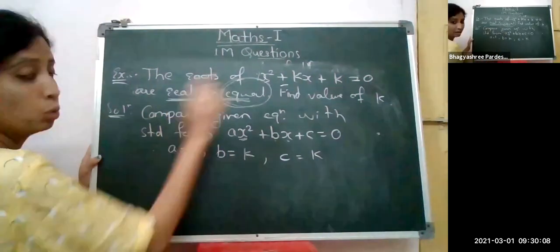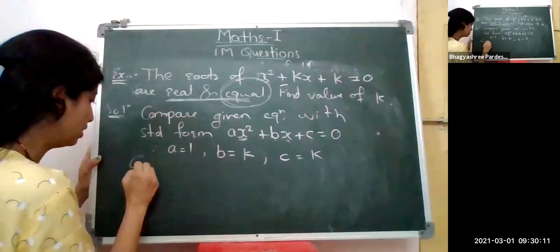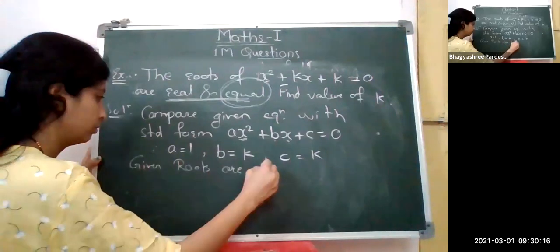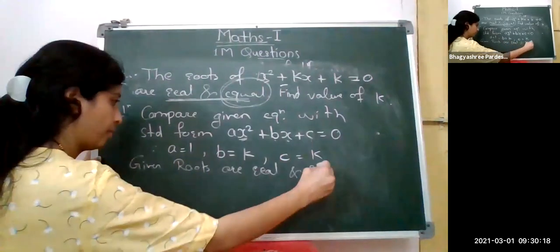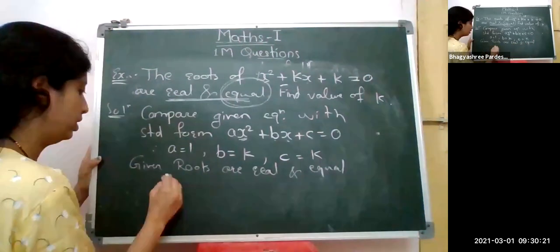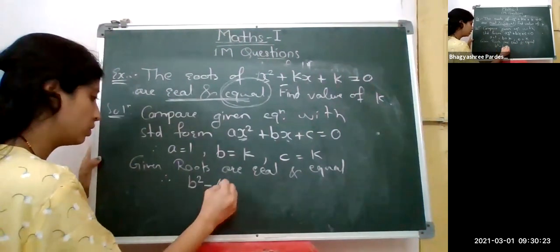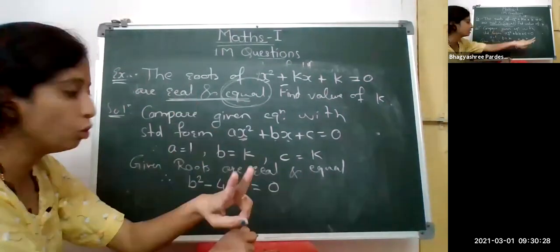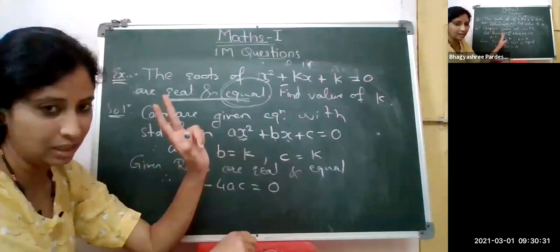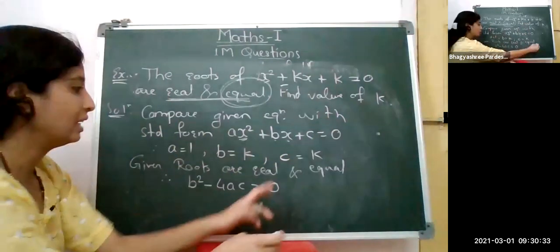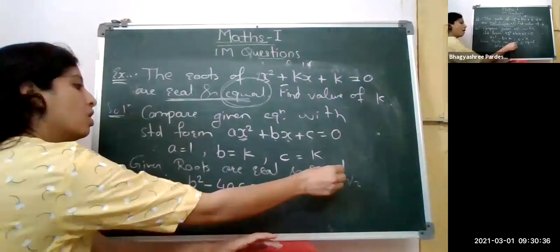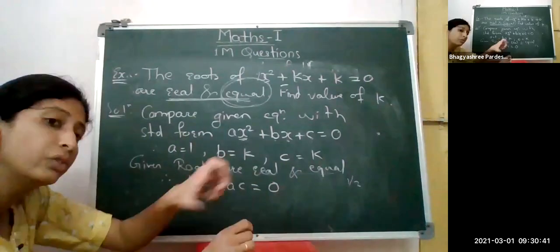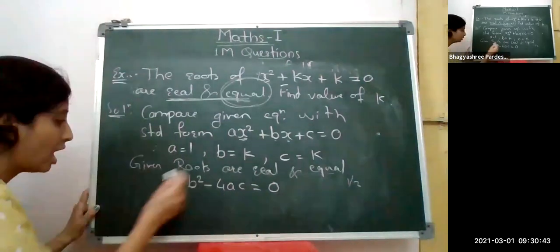Then the given roots are real and equal. So what is given? The roots are real and equal. Therefore, we will have b square minus 4ac equals 0. If this question is asked for 2 marks, half marks we will get for writing the values of a, b, c. The next half marks you will get for applying the condition. Now substitute the values. For substituting, another half marks we get here.